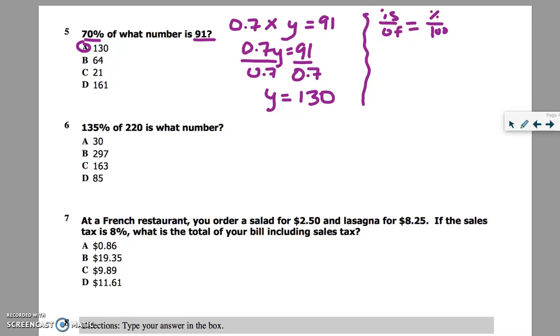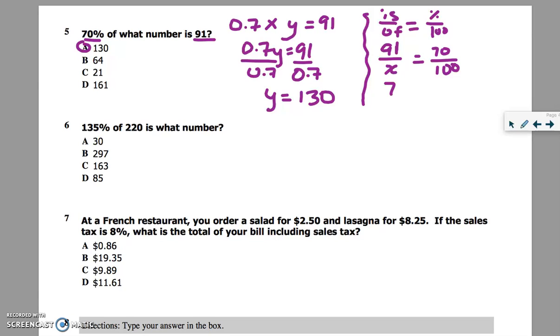So this one could have been set up this way. Of what number? The of is what we're looking for. The is is the 91 in this case. 70%, I'm bouncing around here, I'm sorry. 70% means 70 parts out of 100 is equal to, of what number is 91? So the is is 91 and the of is what we're looking for. We don't know what the whole amount is. So it's 91 parts of some number x.